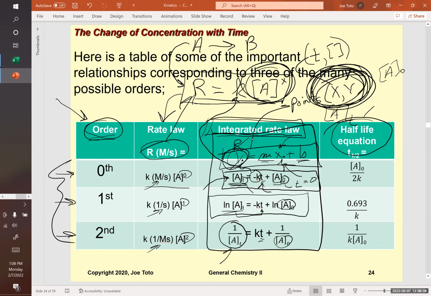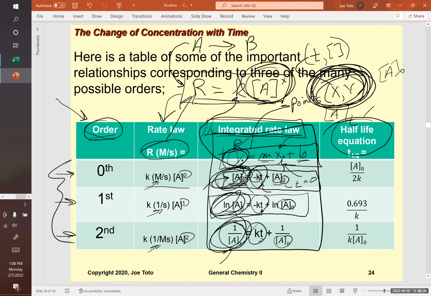Okay, because that's what we're plotting. If you look at each one of these, there's a concentration term on the left and a time term on the right of the equal sign. So that's your X and Y.